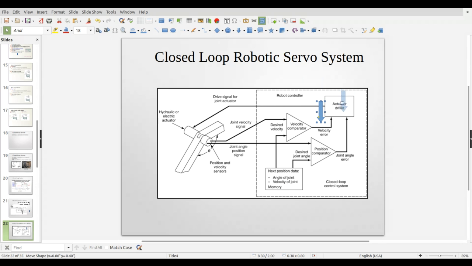So when they feed this into the driver, they're actually telling it what to do. Do I speed up? Do I slow down? What should I be doing? And then it sends those back out to the servo motor. Okay.